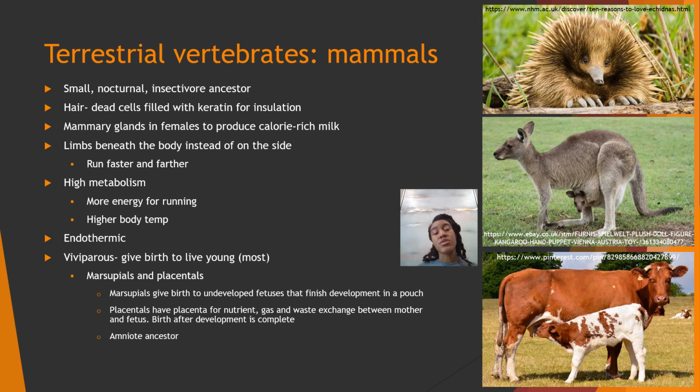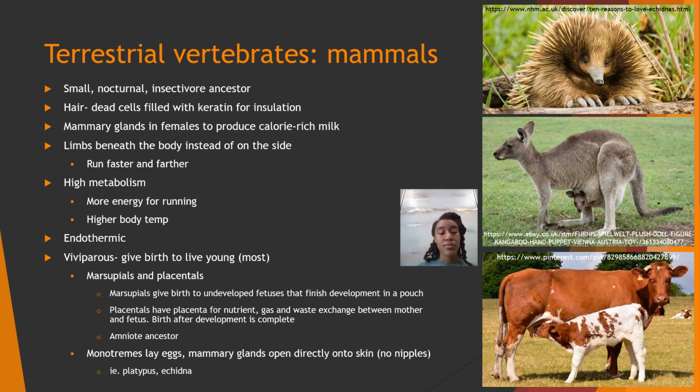Placental mammals have a placenta, which is responsible for facilitating nutrient, gas, and waste exchange between the parent and the fetus, the mother and the fetus. Placentals do not give birth to young until they're fully developed, unless something has gone wrong. So for the most part, placentals have a placenta and give birth to fully developed young, whereas marsupials give birth to underdeveloped young that must complete their development in a pouch.